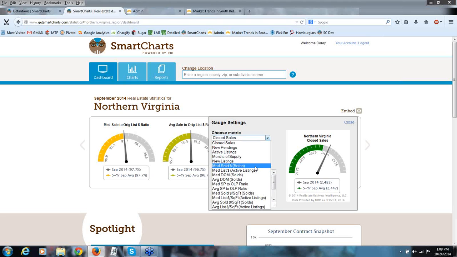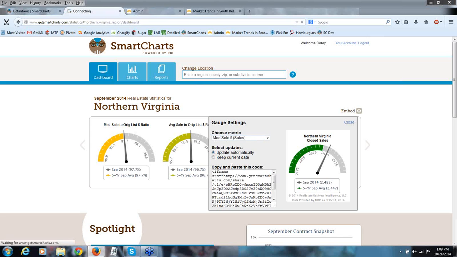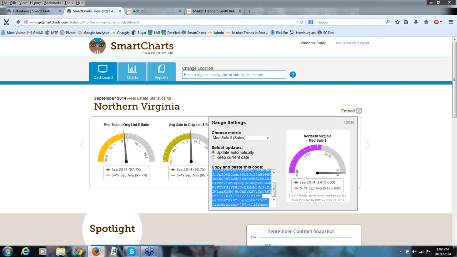We've seen a lot of customers that stick them in their right rail of their website, or stack them horizontally across the board. I actually have an example of one that we've done here. Basically, you'll copy and paste this code onto your website's HTML view, and once you've pasted it, if you do the update automatically, every month when we get new stats in, your website will also get those new stats automatically. Magic.